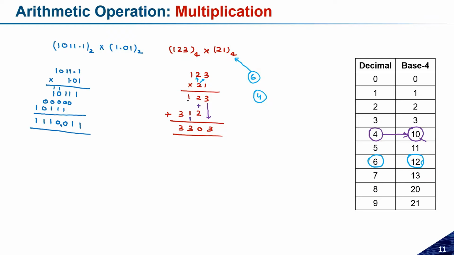Now 1 plus 1 plus 1, that is 3, and 3 is within the limit of base 4, because the total symbols are 0, 1, 2, and 3, and because this is within the limit, we can directly write it. So 1 plus 1 plus 1 is 3, and then the next 3, that is 31. Now the point is clear?